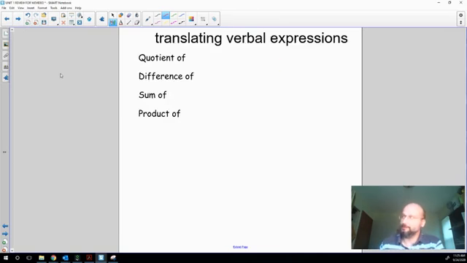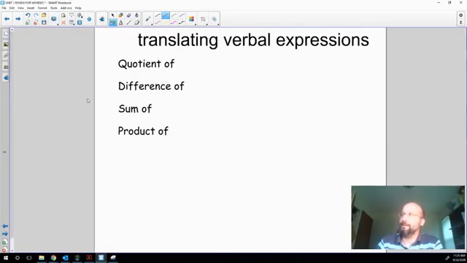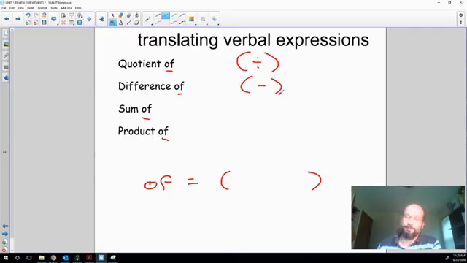So we also talked about translating verbal expressions. These are the ones that are the most difficult because they have the word "of." And "of" means that there's a parentheses. So quotient of is division in parentheses. Difference of is subtraction in parentheses. Sum of is addition in parentheses. And product of is multiplication in parentheses.